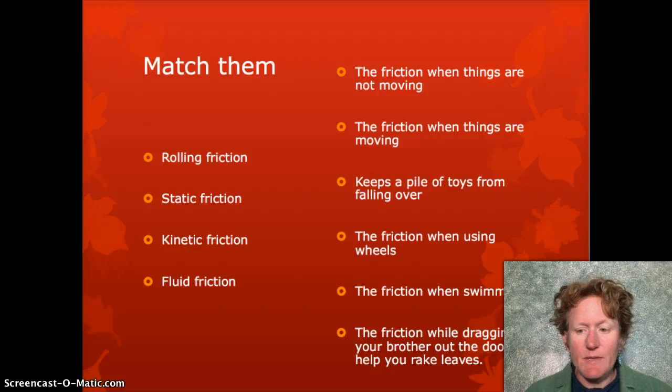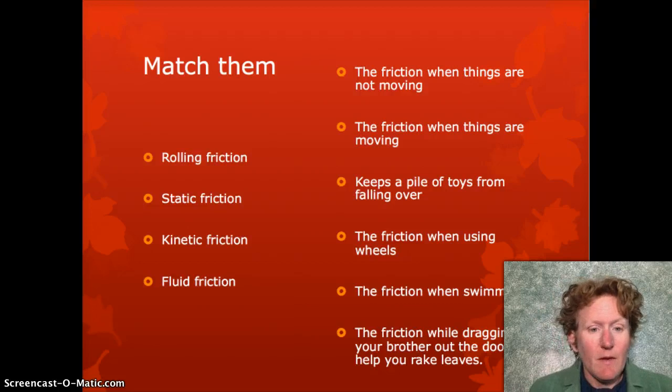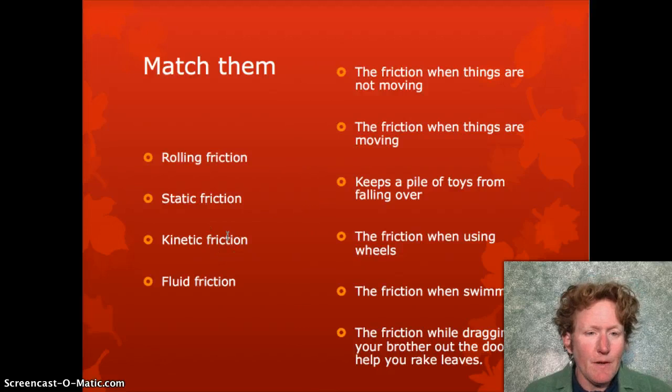Friction is good because it keeps you from running into people, and your brakes have friction, and that is a good thing. Your brakes have kinetic friction because the wheels are moving when you apply the brakes.